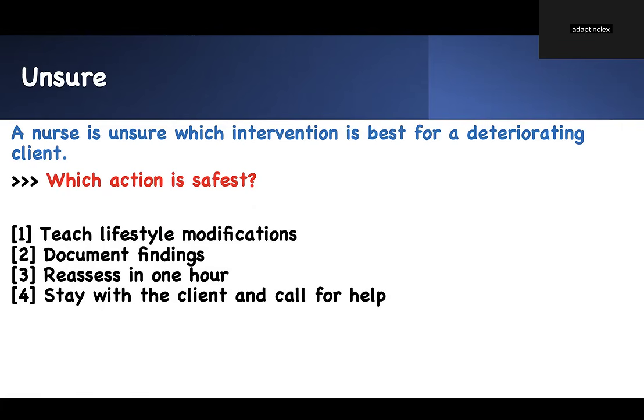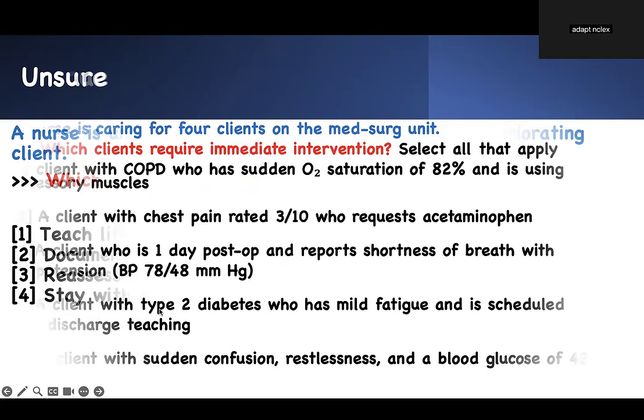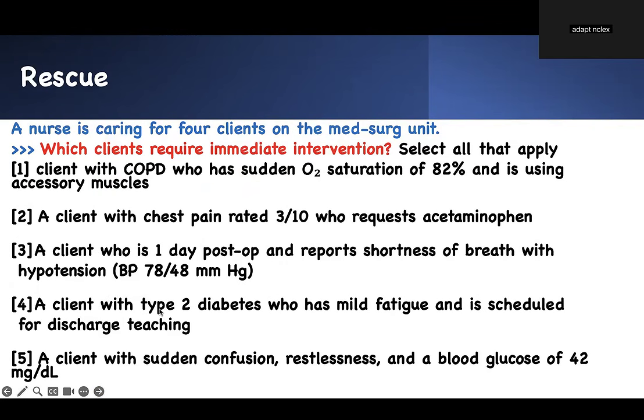Teach the patient lifestyle modification. Does that help a condition that's dying right now? Document the finding. You're doing nothing. Reassess in an hour. The patient is dying now. Therefore, pick an answer that you know will save the patient's life. 4 is the best answer. Stay with the patient. If you want to assess every hour, why don't you just stay with the patient? Because if you leave and within 30 minutes something happens, you've lost them. Therefore, stay with the patient. Number 4, right answer.